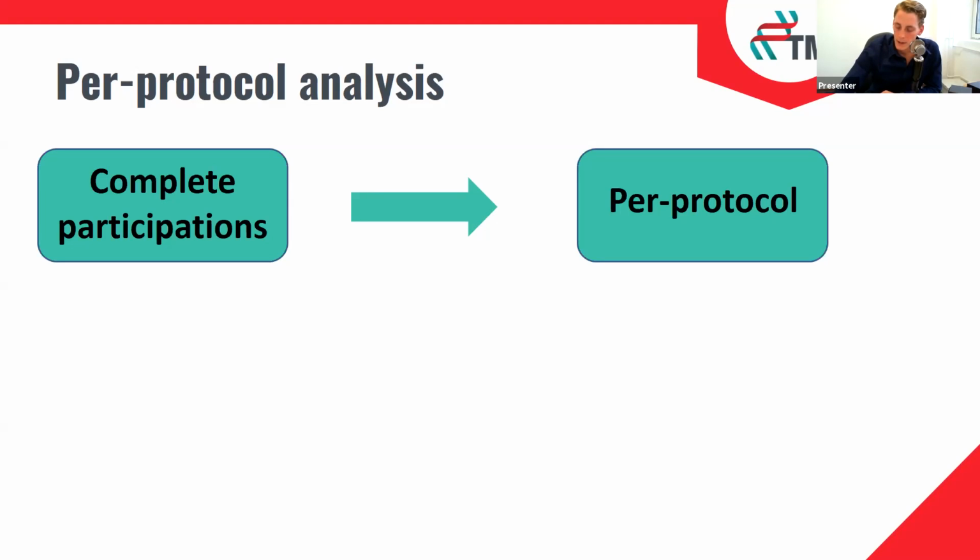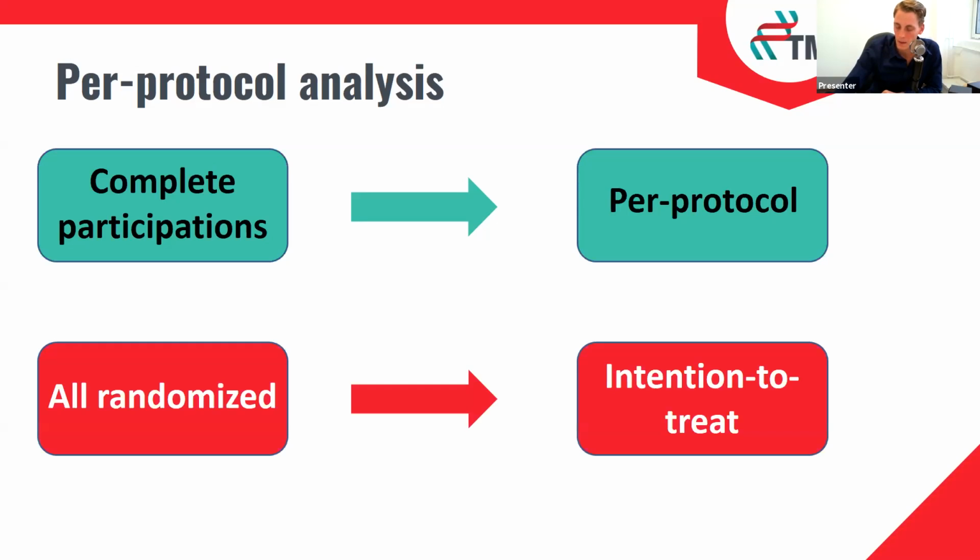The other problem is that in case of per protocol, our randomization is spoiled. The other type of evaluation is when we use all the randomized participants, even if they didn't get any treatment. That's called intention to treat.